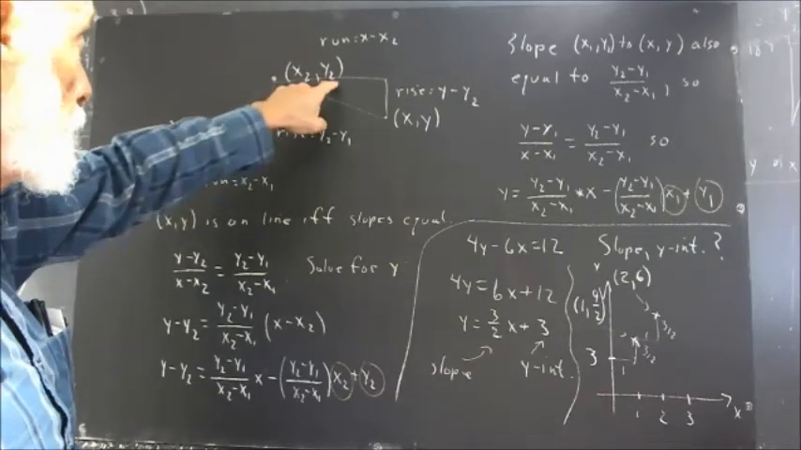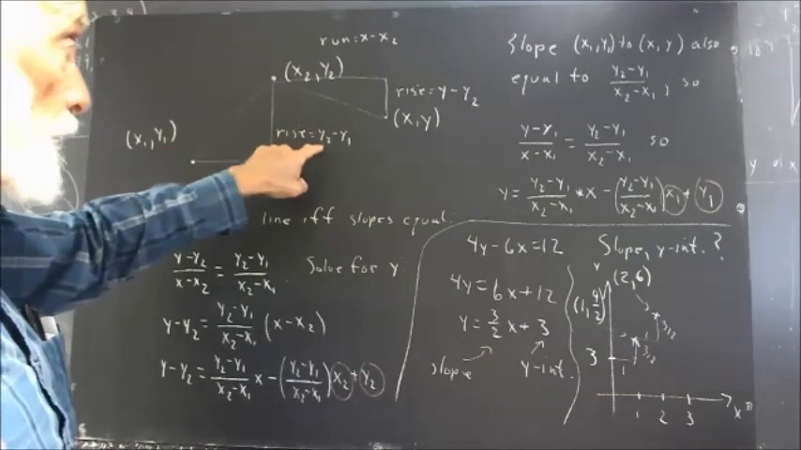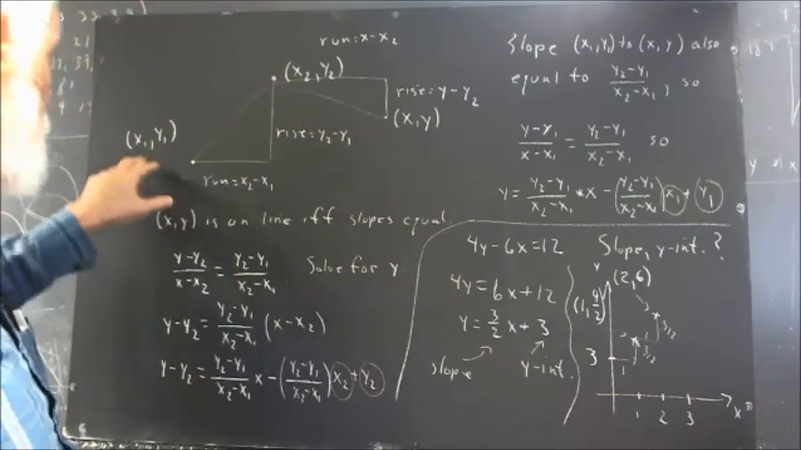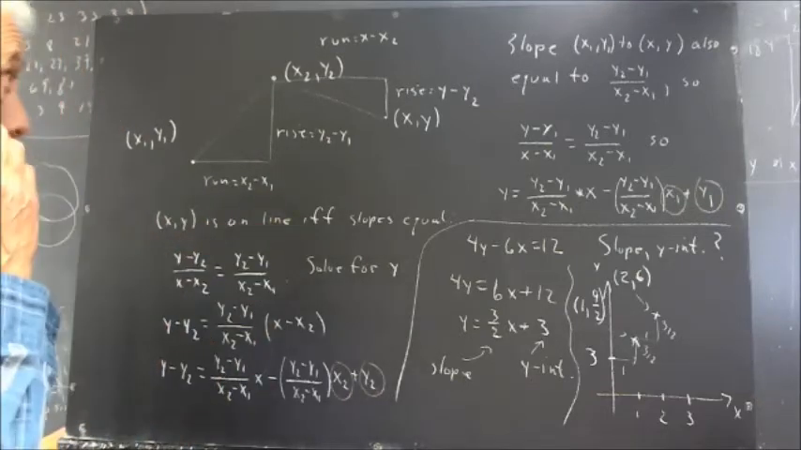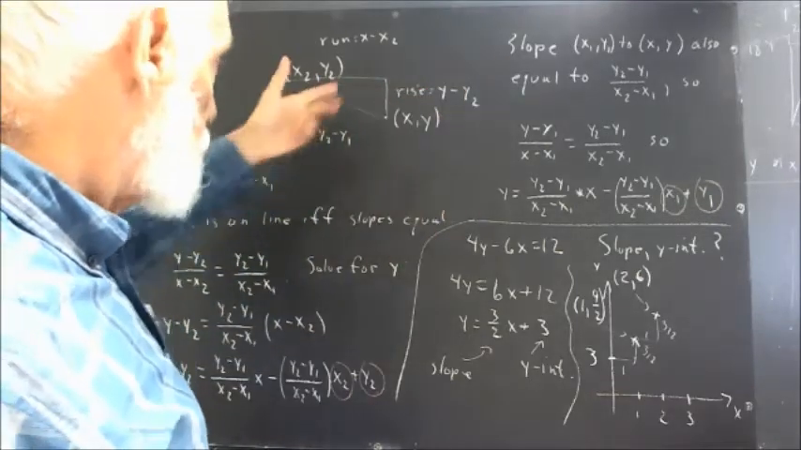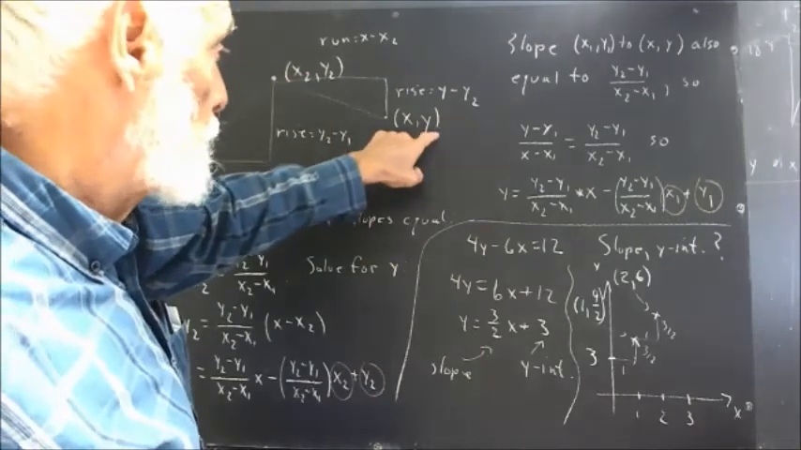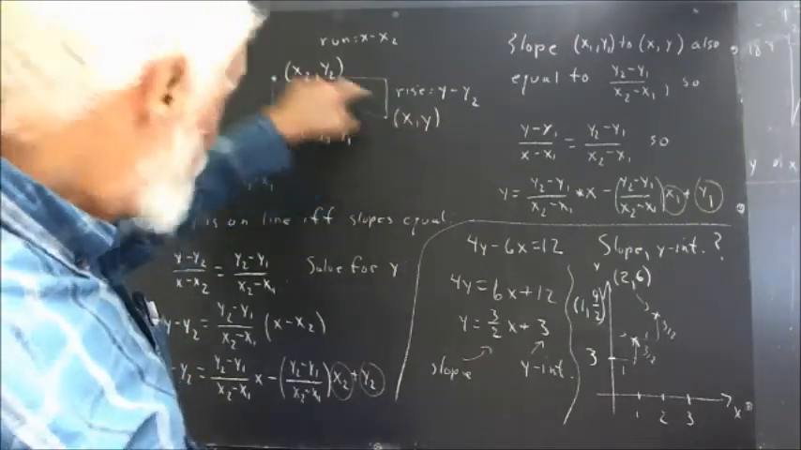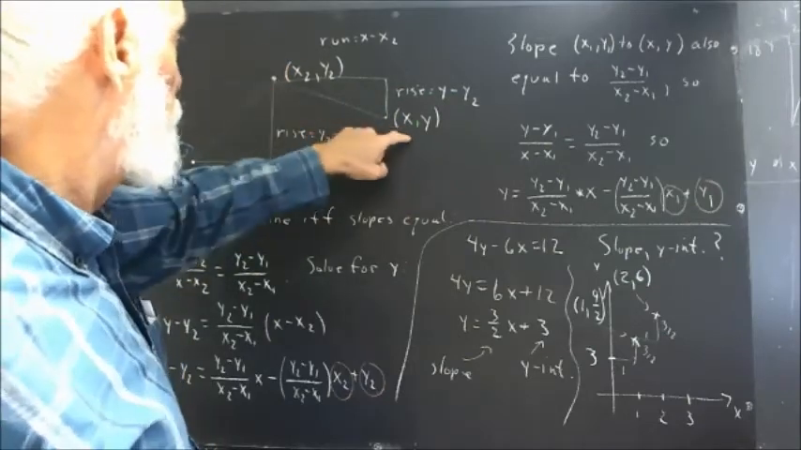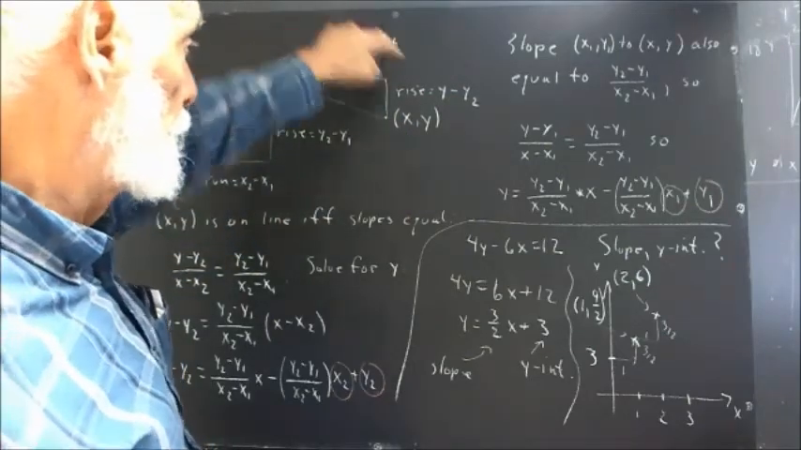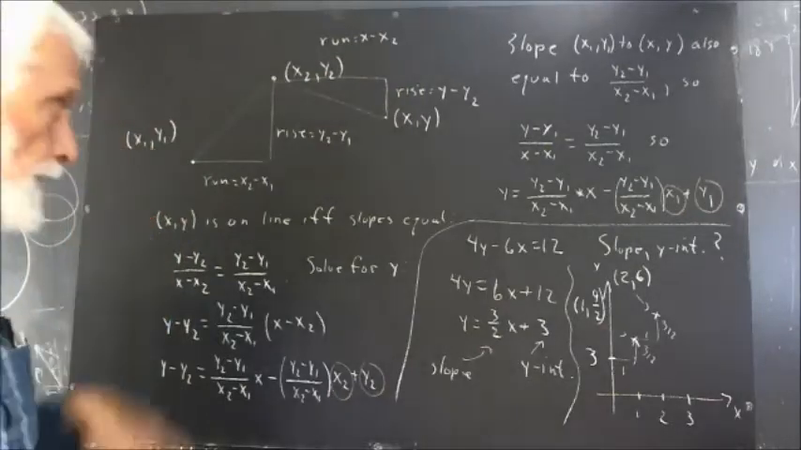The rise is clearly the difference of the y-coordinates, y2 minus y1. The run is x2 minus x1, the difference of the x-coordinates. On this triangle, the rise is the difference of the y-coordinates, y minus y2, and the run is the difference of the x-coordinates, x minus x2. So there's the run, there's the rise.